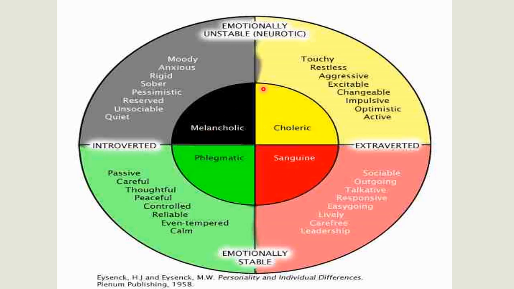So kapag ang dominant sa'yo ay black bile, you are melancholic, and you have these different behaviors like moody, anxious, rigid, sober, pessimistic, and so on. And the same is true with the other humors. So kapag blood naman ang dominant sa'yo, you are sanguine, and your behaviors are you are sociable, outgoing, talkative, responsive, and so on. So yun yung theory nila noon. So next.